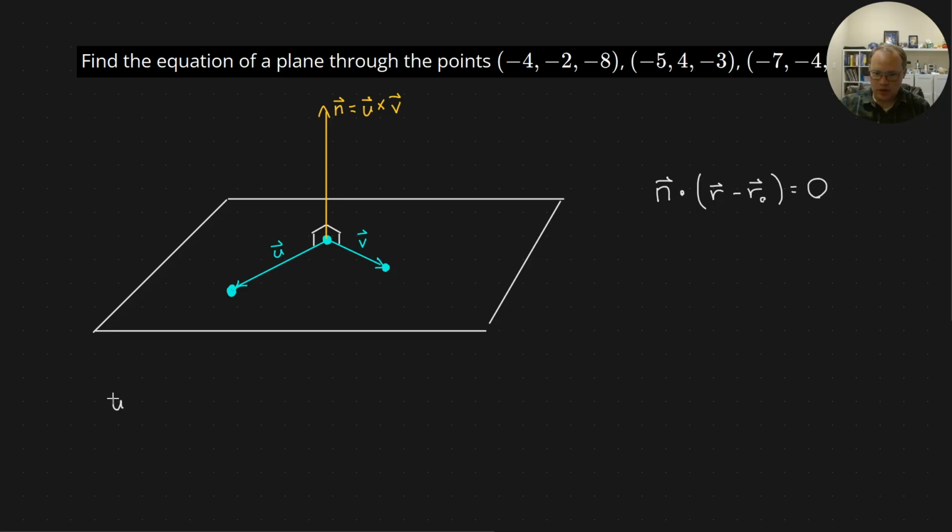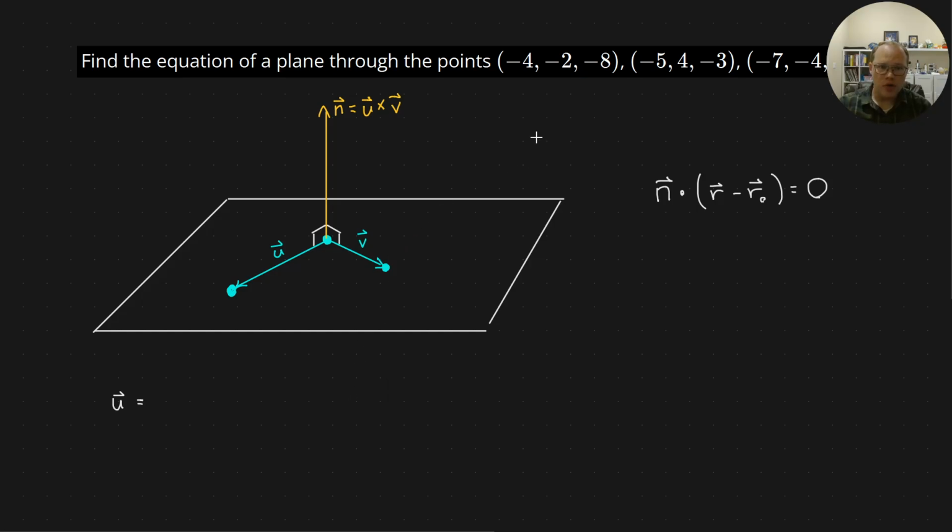All right, so we're going to call our 2 vectors u and v, as I've drawn here. Now, which ones do I subtract? Doesn't matter. Okay, if I subtract this from this, or this from this, or this from this, no matter how I do it, I will get a vector parallel to the plane because these are all points in the plane, right? So whether I get this vector, or this vector, or this vector, it doesn't matter. They're all going to be parallel to the plane. So I just need to make sure I use 2 different sets of points.